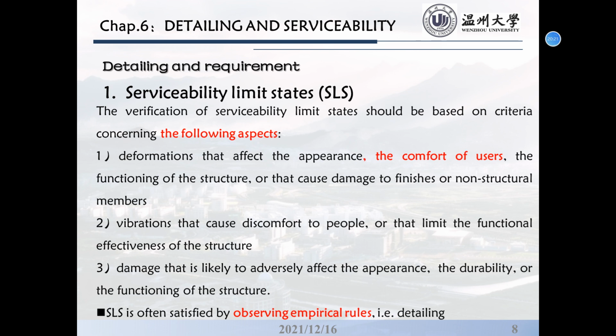Cars move across a bridge. A car passes through the bridge, and the bridge may have a large deformation. The bridge may be able to bear the load of the car, but if the bridge has a large deflection, the people driving cars on the bridge may feel uncomfortable, right?